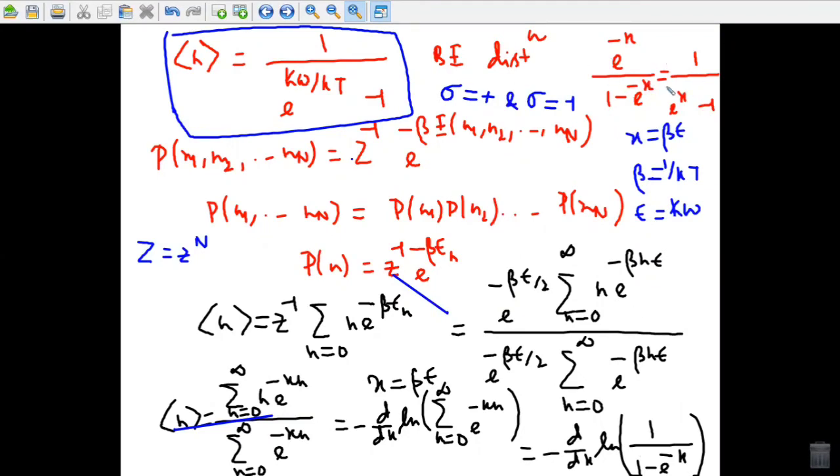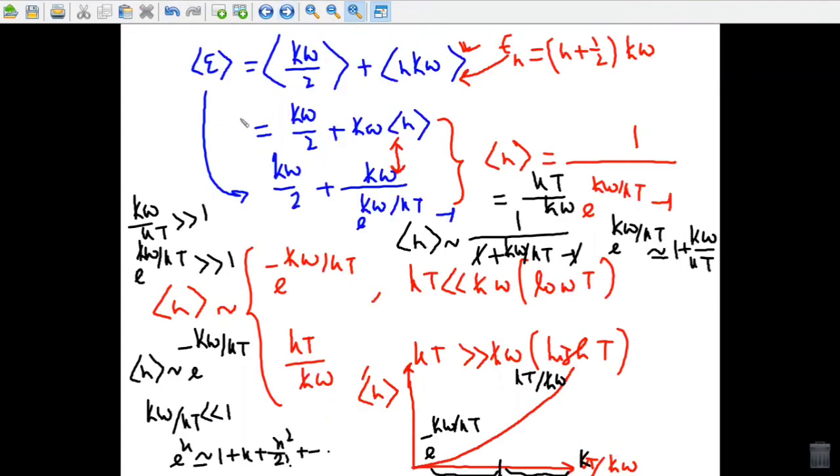The value of average n equals 1 upon e to the power x minus 1. Substituting x equals beta epsilon, beta equals 1 upon kT and epsilon equals h cut omega, one can write the average excitation as 1 upon e to the power h cut omega by kT minus 1.